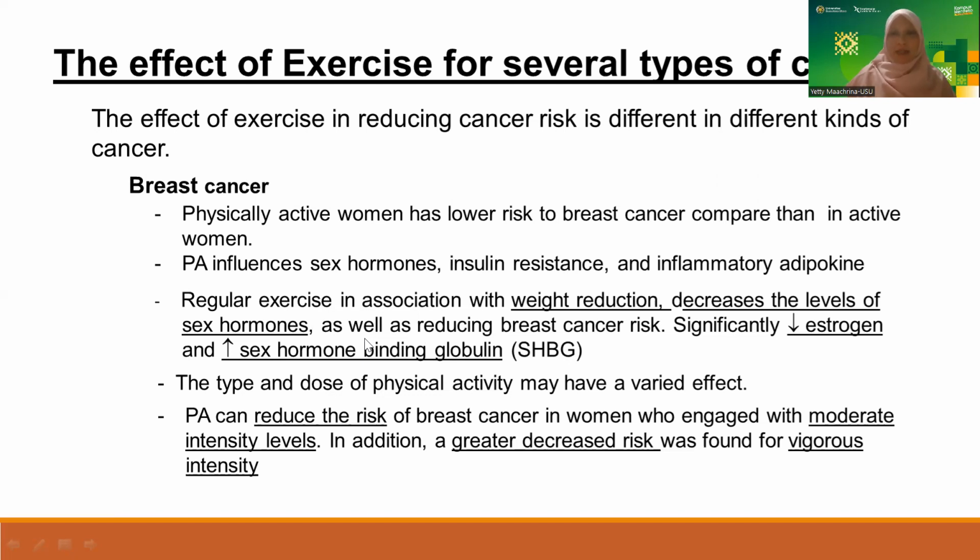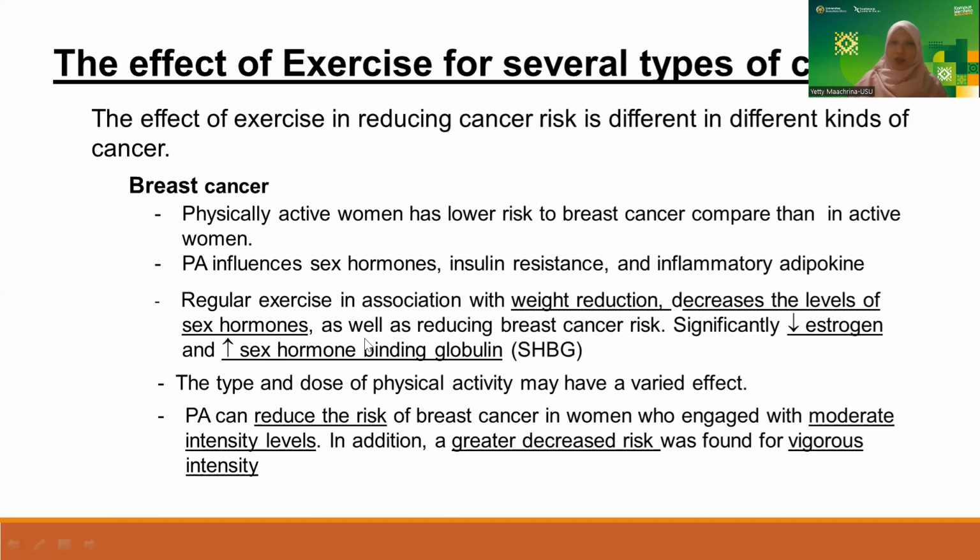Significantly, the reduction of estrogen and the increase of sex hormone binding globulin will reduce the breast cancer risk. And we don't forget about the type and dose of physical activity. The type and dose of physical activity may have a varied effect. So different types and different doses will have varied effects. We will discuss that in another session.